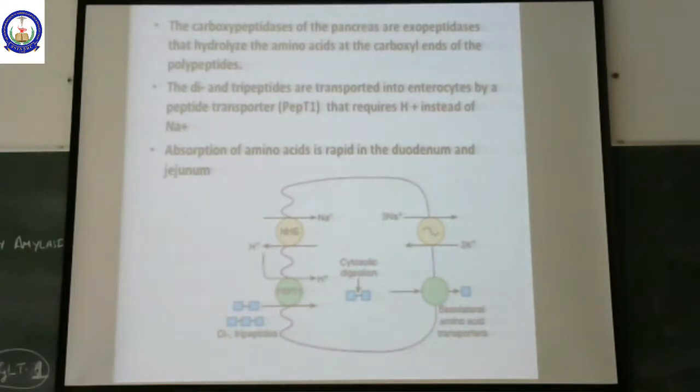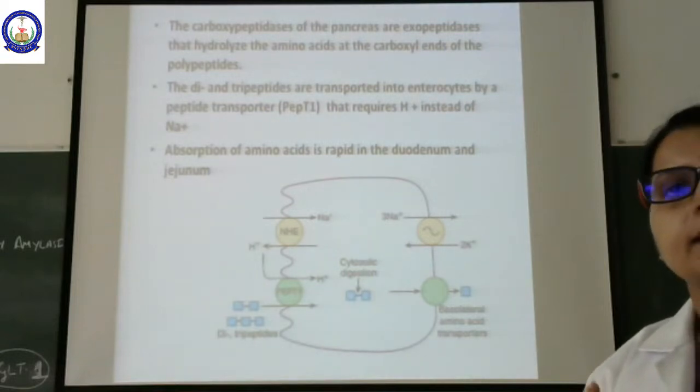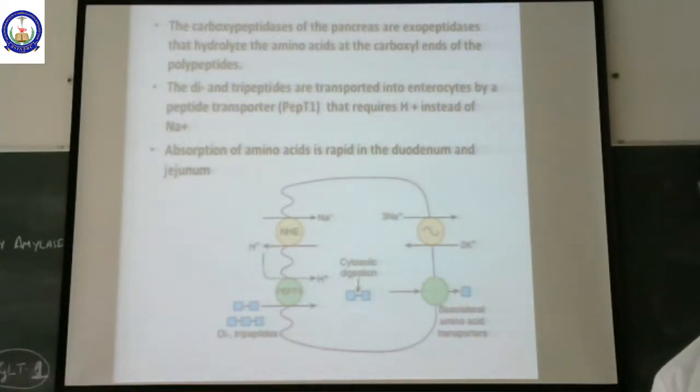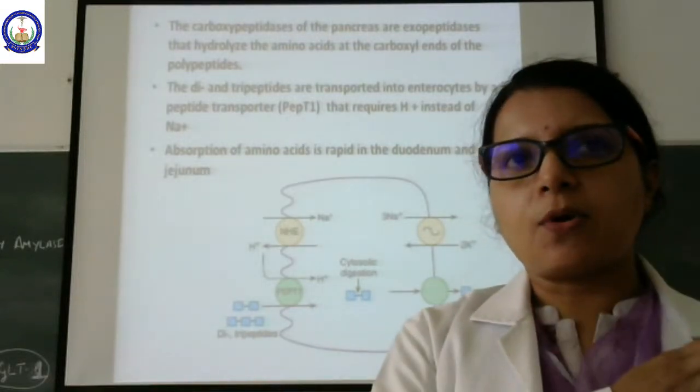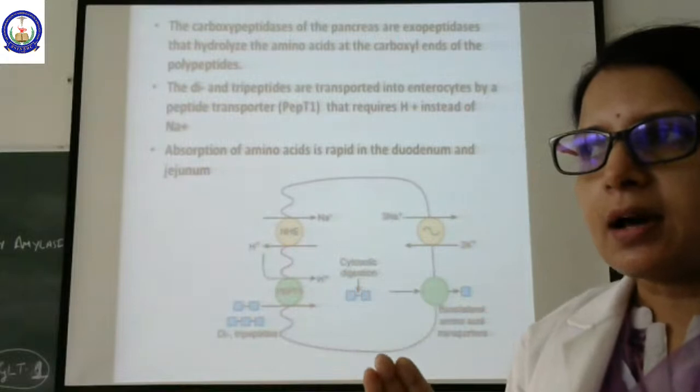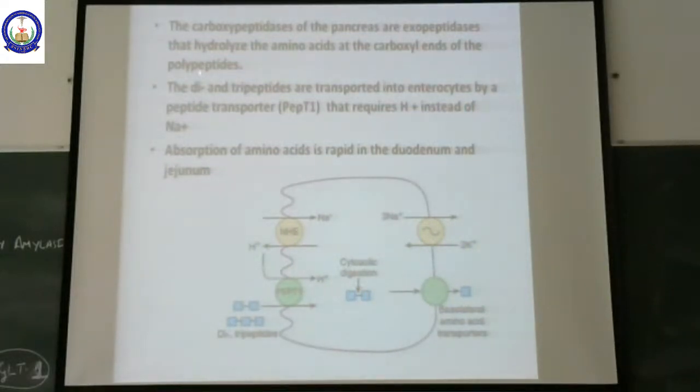So finally, the carboxypeptidases of the pancreas are exopeptidases. Okay, so which are the endopeptidases? Endopeptidases are mainly trypsin, chymotrypsin, and elastases. The exopeptidases are carboxypeptidases, and they hydrolyze the amino acids at the ends of the proteins. Okay, remember the protein structure. It has a carboxyl end and it has an amino end. So these carboxypeptidases act at the carboxyl terminal of the polypeptides, and finally they lead to the formation of di and tripeptides.